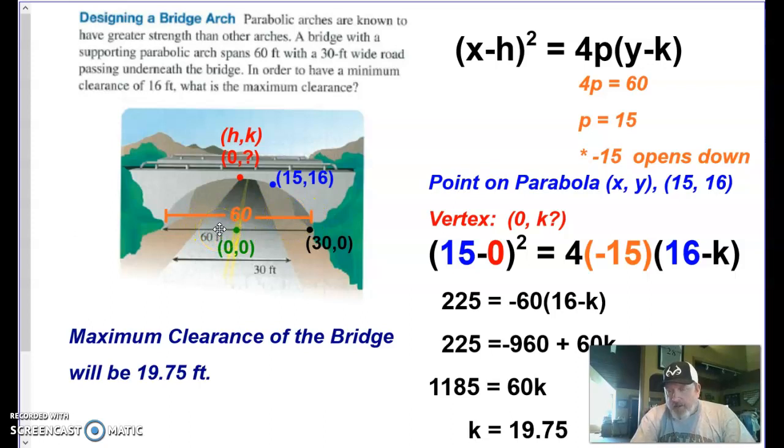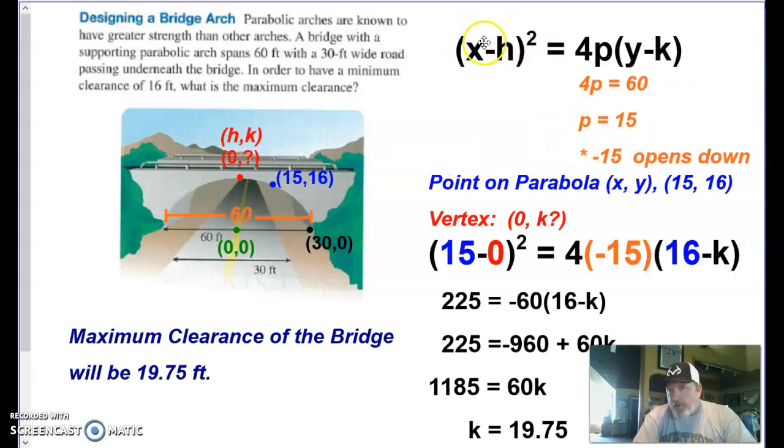They didn't directly tell us this, but if you think about it, the road is 30 feet wide, which is 15 feet per lane. So 15 feet and 15 feet for 30, 15 feet and 15 feet for 30, which gives us our 60. So really, this is our focal width. That's 4p. And so if I set 4p equal to 60, I can figure out that p is 15. This opens down, however, so we know it's going to be negative 15.